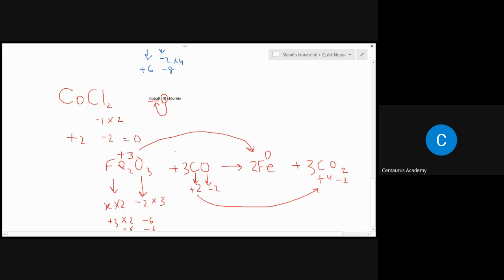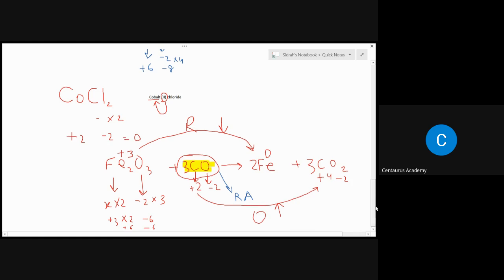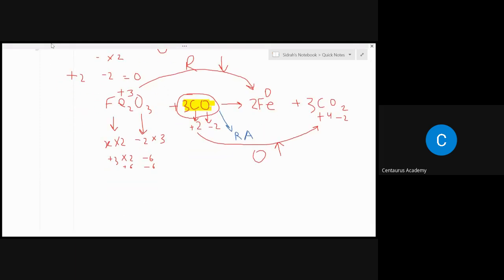Here we say that iron has been reduced, its oxidation number has decreased. And here carbon has been oxidized, its oxidation number has increased. So we say that carbon monoxide tends to be a very good reducing agent. Now don't mix these things up. It's very simple to learn that whenever any substance is undergoing oxidation, it is going to be the opposite.